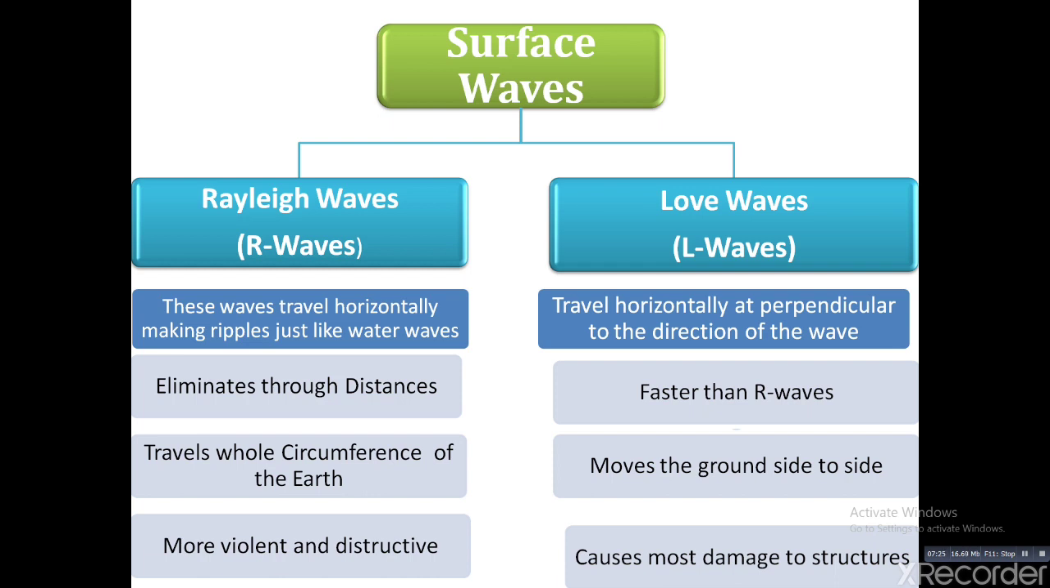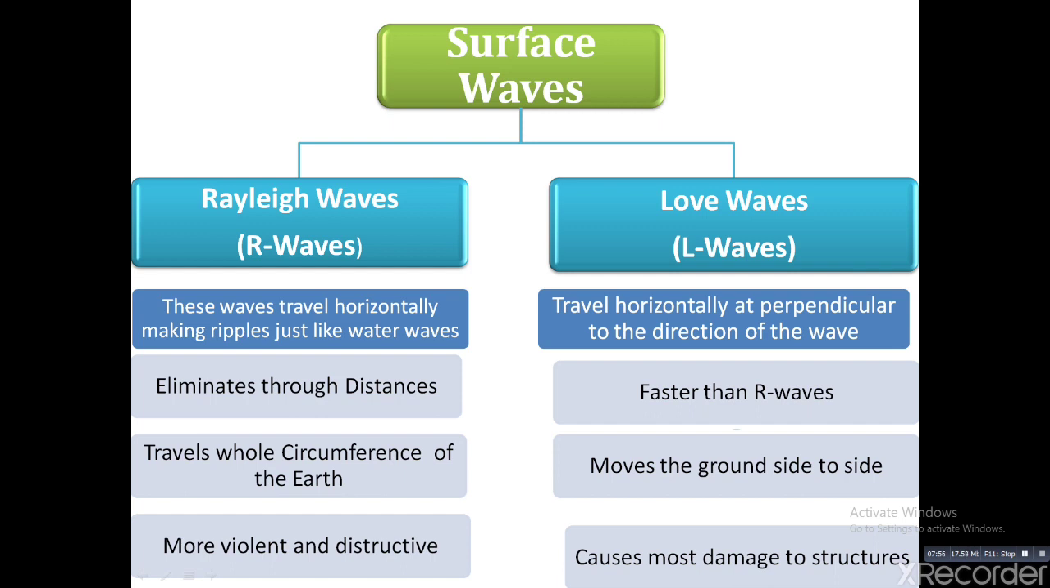The next type of waves is called surface waves. Surface waves travel through the surface of the Earth. These waves arise only after the P and S waves. These surface waves are further divided into two types: one is Rayleigh wave, referred to as R waves, and the other is Love wave, referred to as L waves.